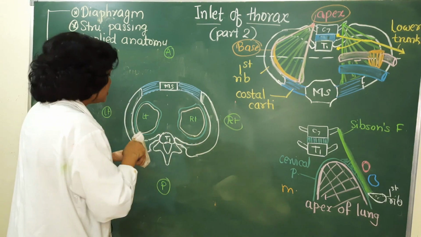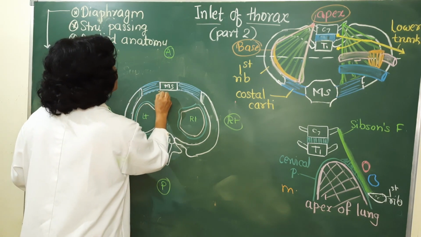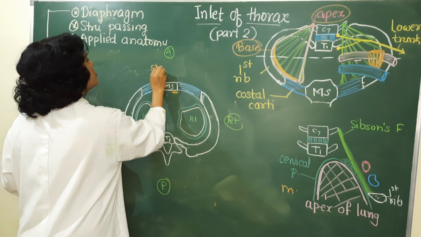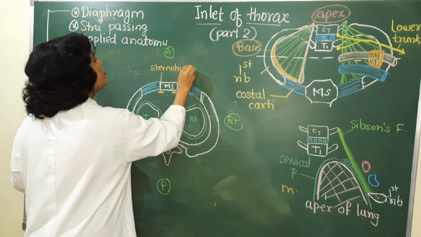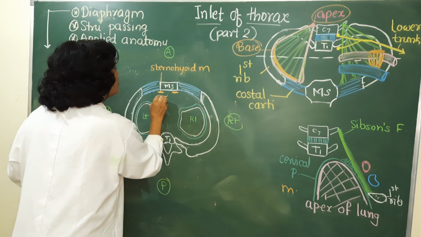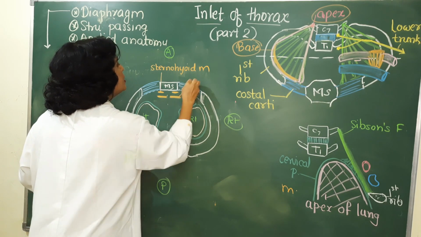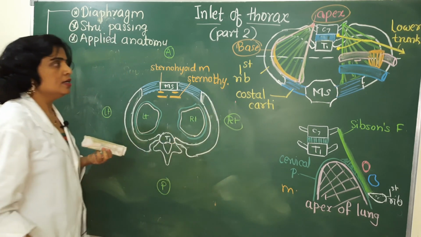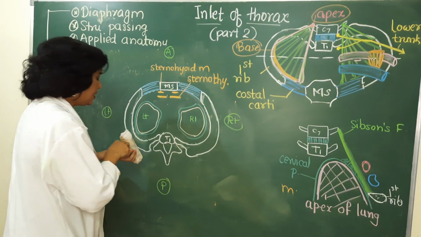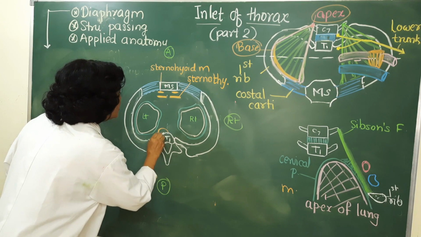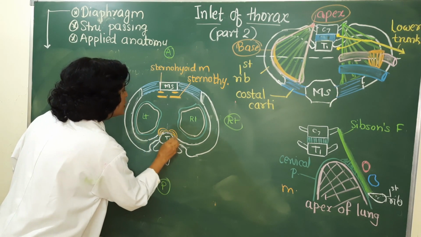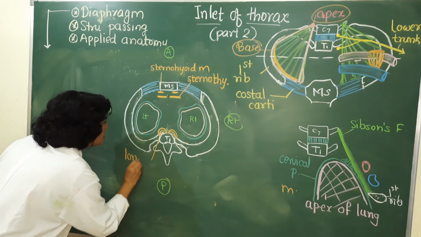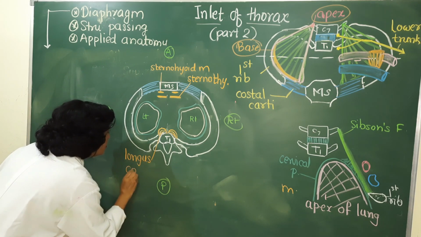Now, just behind the sternum you get a muscle. This muscle is the sternohyoid muscle. Still behind that you get another muscle, and this is the sternothyroid muscle, going towards the thyroid. Behind that, in the posterior part in front of the vertebral column, you get the prevertebral muscles, and this muscle here is labeled as the longus colli muscle.